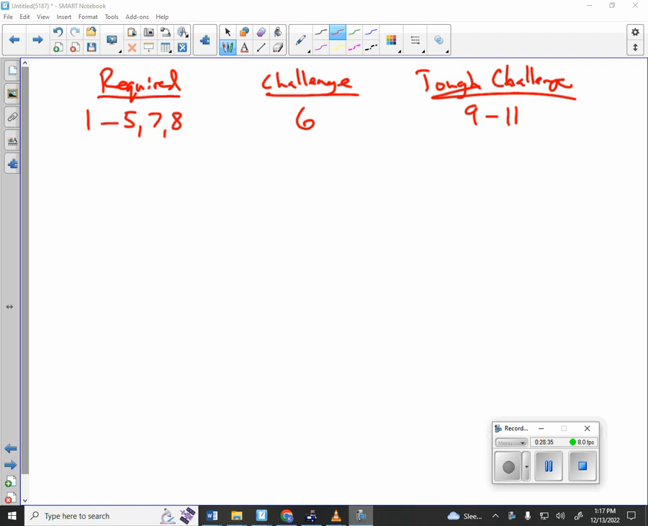If you are looking for a challenge, problem 6 is a nice problem. This problem is usually required in previous years. It is a problem that I've always put on tests in previous years. I forgot to put it with the notes, so we didn't cover it. But that's a good challenge problem. 9 through 11 are just flat out beautiful. I mean, they are awesome.